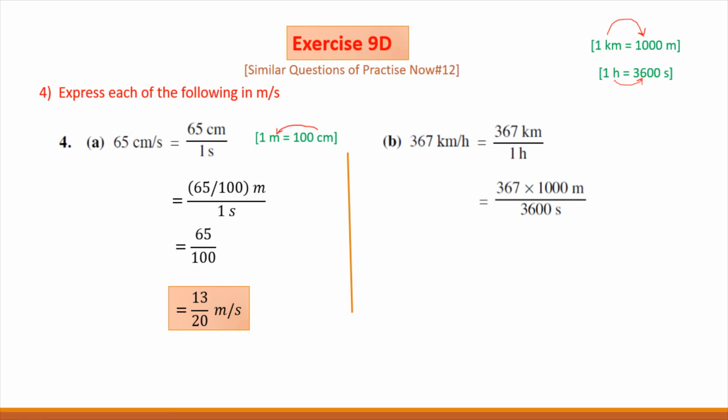367 multiply 1000 divide by 1 multiply 3600, and that is 3600 seconds. We will multiply. Our answer is 3,67,000 meter divided by 3600. We will further simplify it, and our answer will be 107 whole 17 by 18 meter per second. So that is the answer of part B of question number 4.